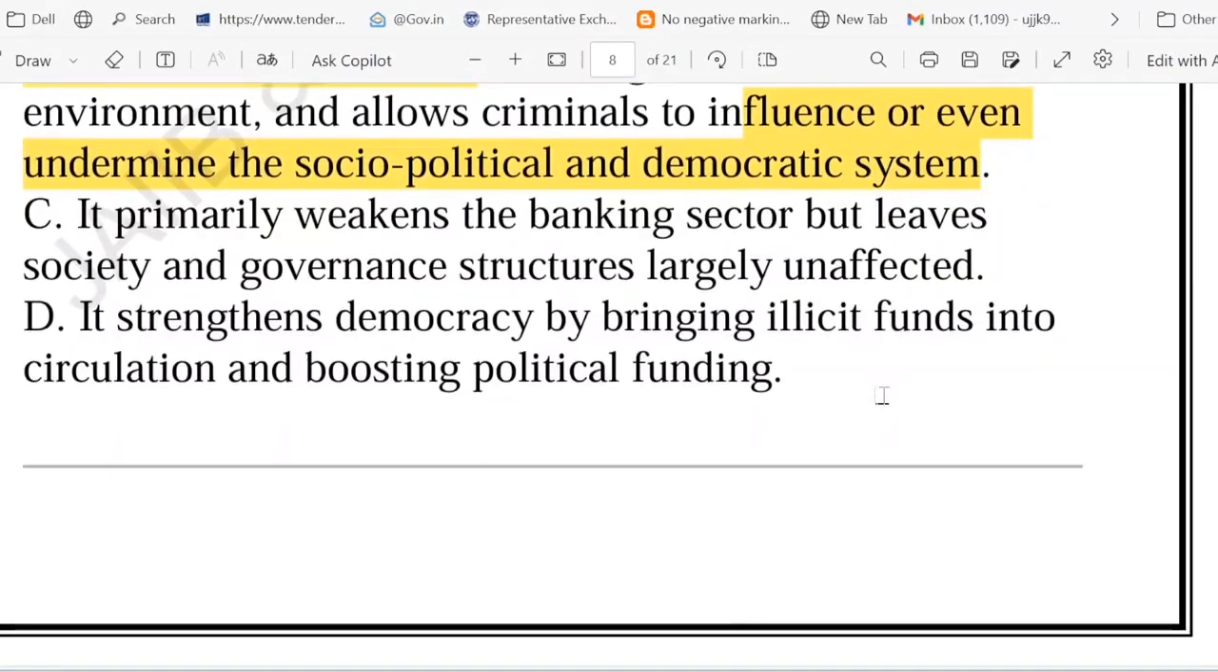What about option C? Option C says it mainly weakens banks, but society and politics remain safe. See, this is not correct. Banking weakness is one effect, but the bigger danger is corruption, social damage, and political influence.